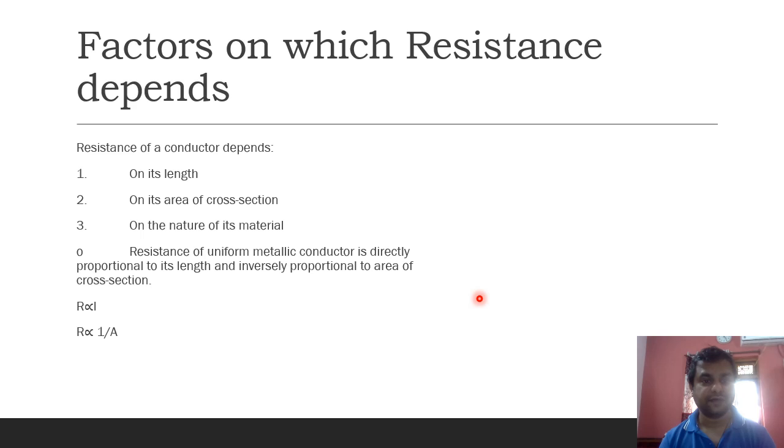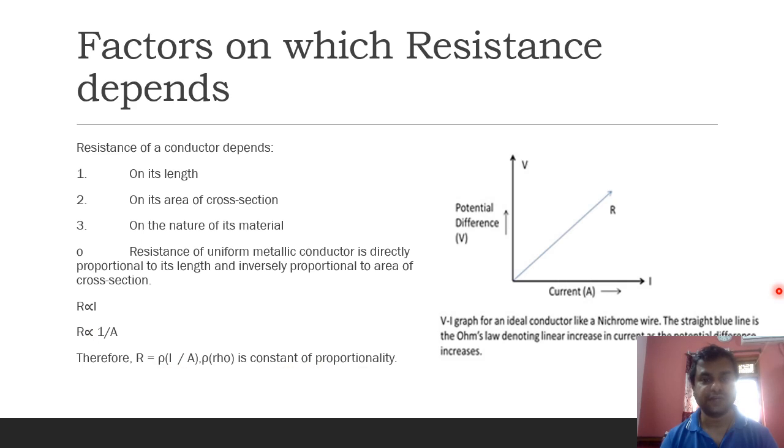Here you go, and it is inversely proportional to the cross section. The A does not stand for ampere, it stands for the area, the cross sectional area. So when you cut the wire, how much is the cross sectional area? To remove the proportionality sign, we have a proportionality constant called rho, known as the constant of proportionality over here.